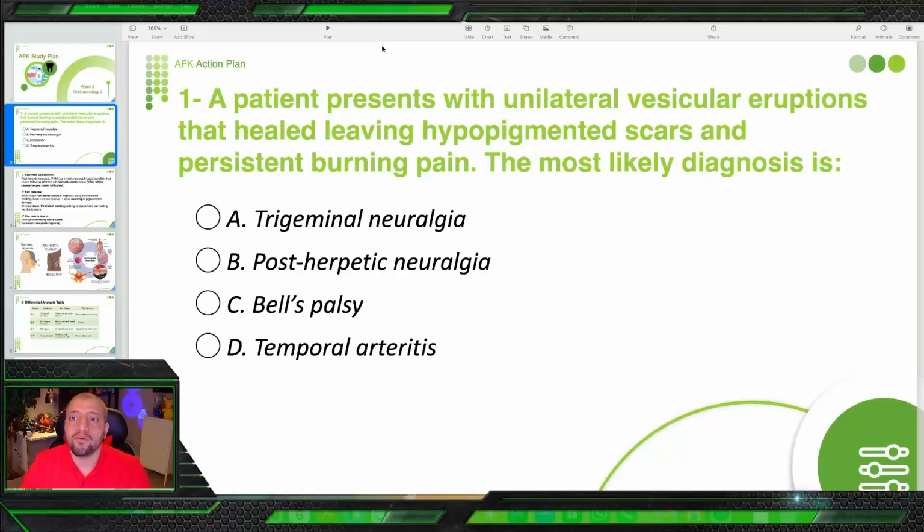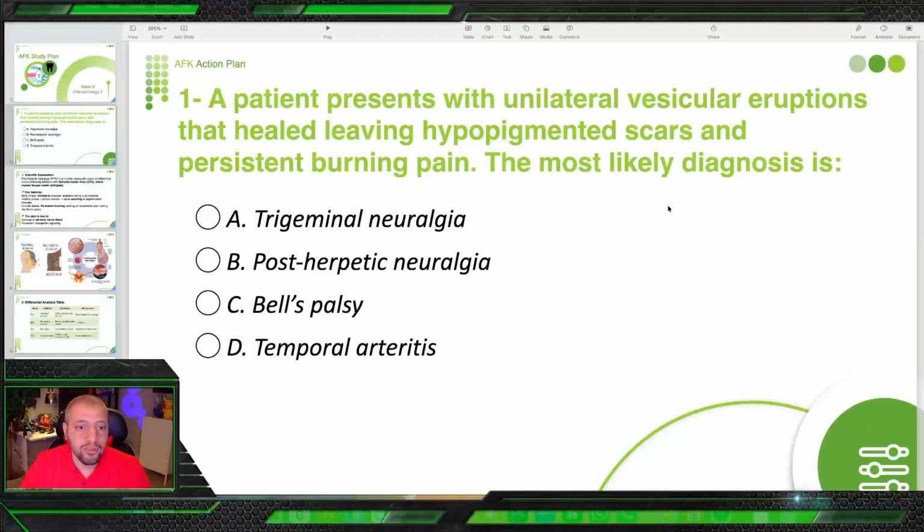A patient presents with unilateral vesicle eruption that heals, leaving hypopigmentation scar and persistent burning pain. Oh, I feel bad for this patient. So the keyword here is unilateral. You need to pay attention to the wording, not read the question like this. So the keyword here is unilateral and we have burning pain.